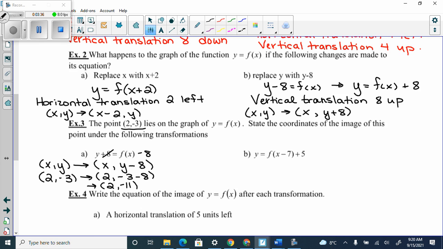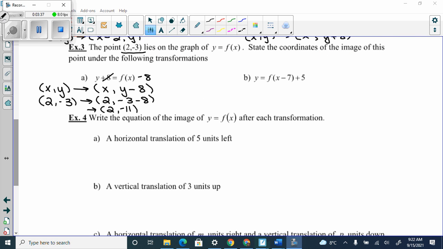You do B. So when we go to do this one, we have x, y. I'm moving 7 to the what? To the right, which means I affect the x. So I'm going to add x plus 7. And then I'm moving 5 up. 5 up affects the y.